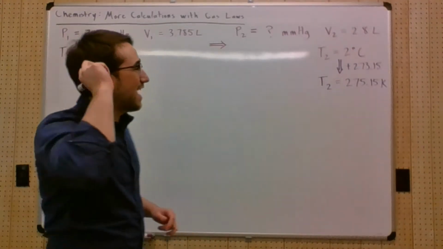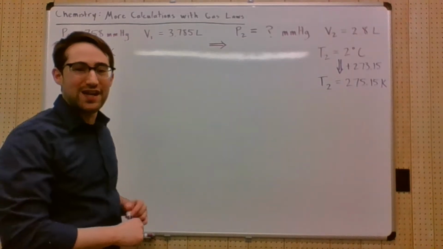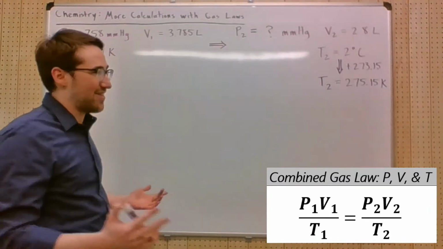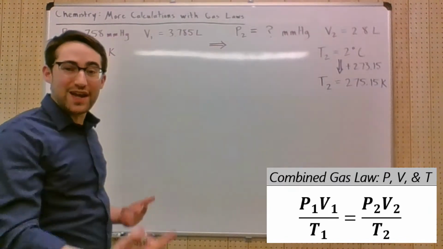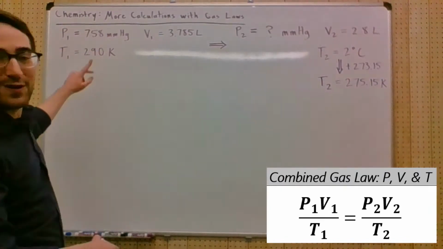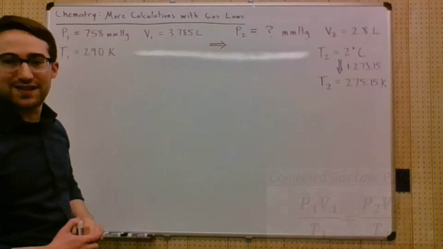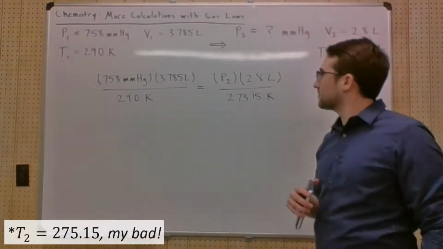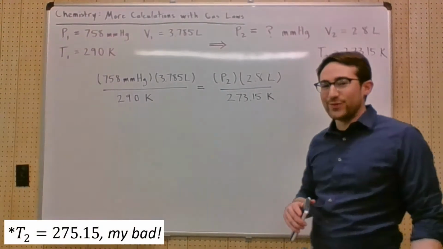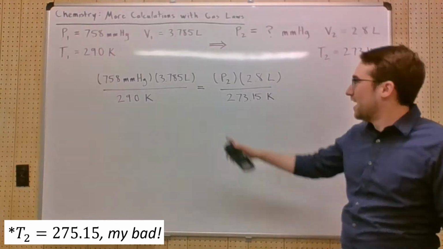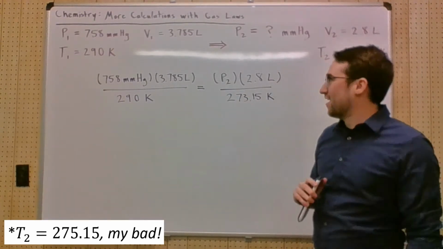Other than that, since we have pressure and volume and temperature all changing in this problem, we need to use the combined gas law to put this all together. So let's set this up. Let's plug everything into our spots, our P1, V1, T1, and our P2 that we're looking for, our V2, and our T2. Okay, so we've got everything plugged into the combined gas law, and we're looking for P2, so we've got to get that alone.